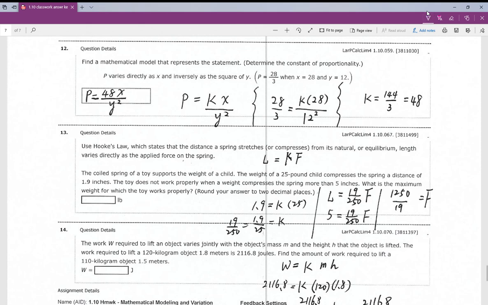Okay. So here, what's the subject? This is the subject. And what's the verb? Varies. Okay. And the varies two things. Number one, directly. Number two, inversely. Okay. So P is the subject.